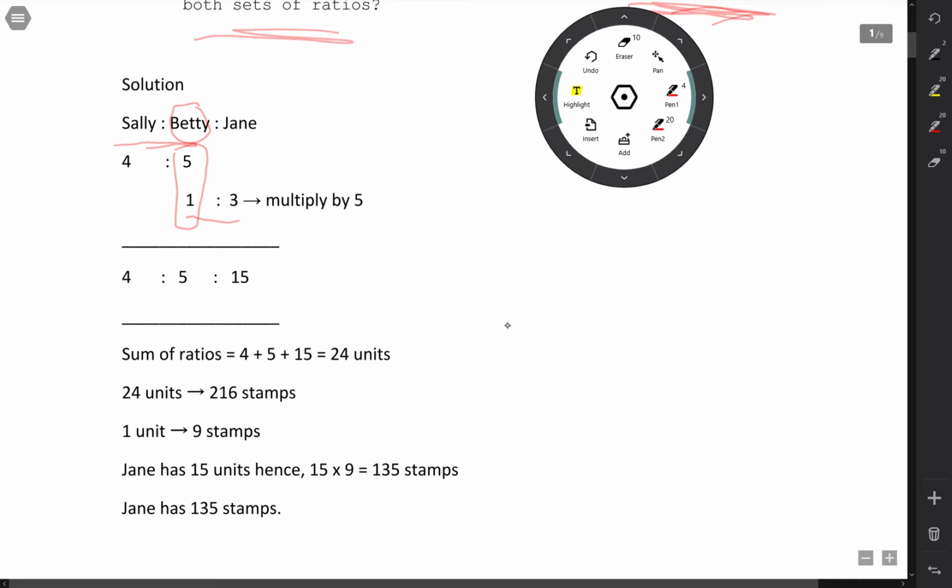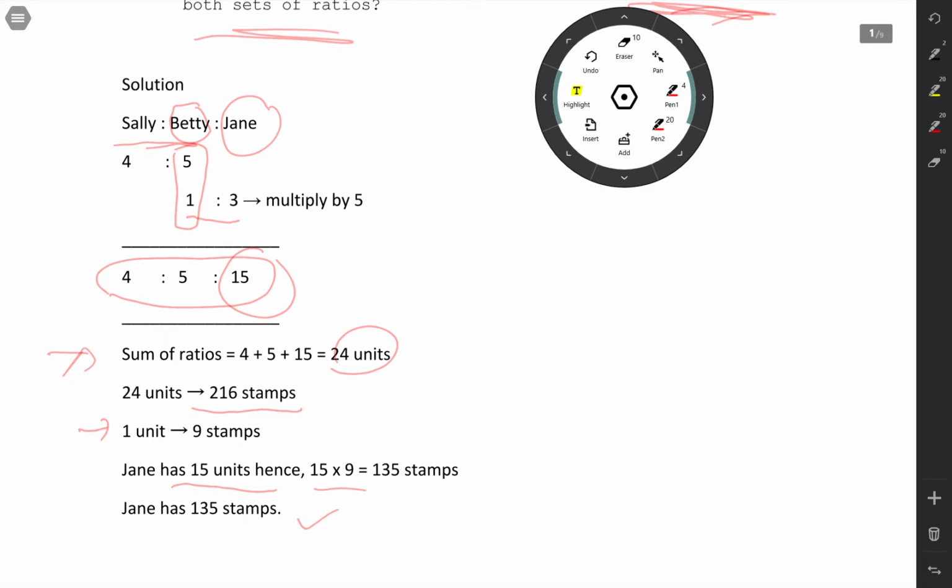Now, we find the sum of the ratio. We add this together, we get a total of 24 units. This 24 units represents 216 stamps. We take 216 divided by 24, we get 9 stamps. And since Jane has 15 units, which we get from here, we take 15 times 9, which is 135. So Jane has 135 stamps.